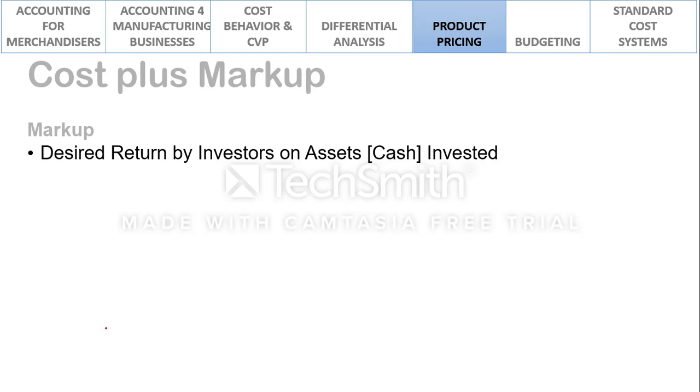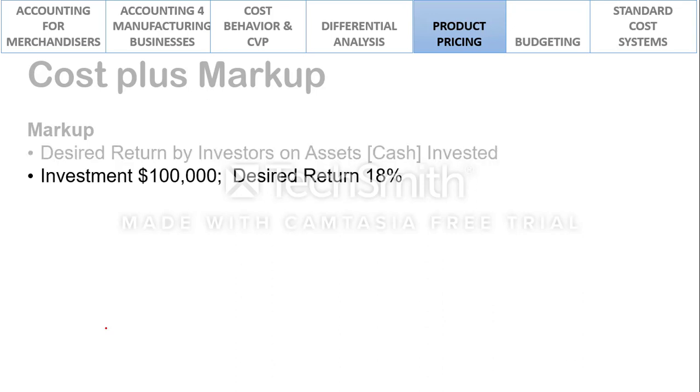For example, let's say that a group of investors gave $100,000, but they indicated we would like 18% as a return. So the markup is going to be 18% times $100,000 because that's the amount of the assets that were invested. Now let's look at a few other things and we're going to come back to that.